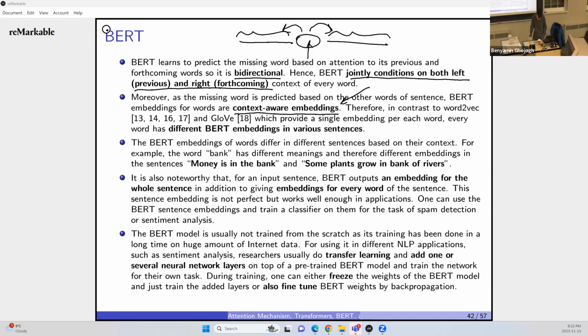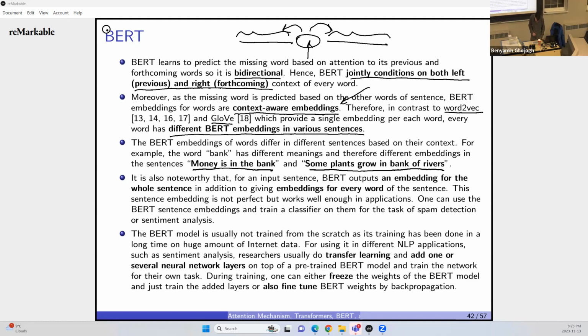By the way, some other techniques such as word2vec and GloVe were not context-aware embeddings. For those two sentences, if you use word2vec, it will give you the same embedding for the word bank in the two sentences, although they have different meanings. So that's a flaw of non-context-aware embeddings such as word2vec. And yeah, BERT gives different embeddings in various sentences. Examples are money in the bank and some plants grow in the bank of rivers.